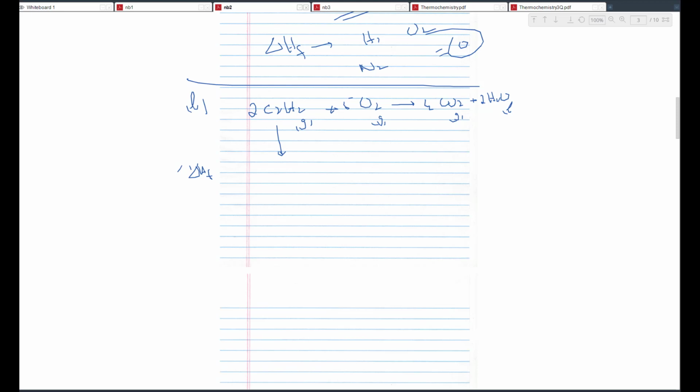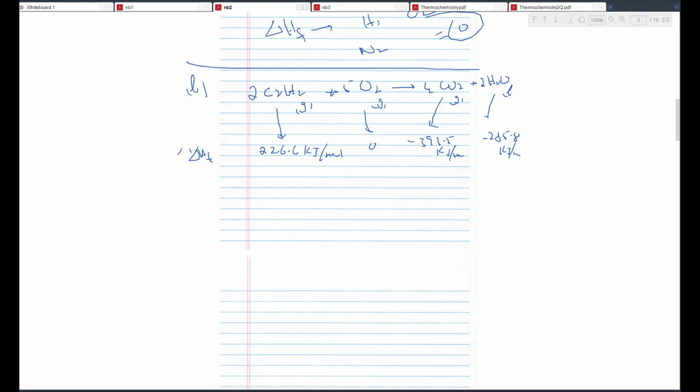And for O2 it is 0, definitely. So C2H2 is 226.6 kilojoules per mole, and O2 is 0. What about CO2? For CO2 it is negative 393.5 kilojoules per mole. What about liquid water? We already did that: negative 285.8 kilojoules per mole. Okay, we have everything.